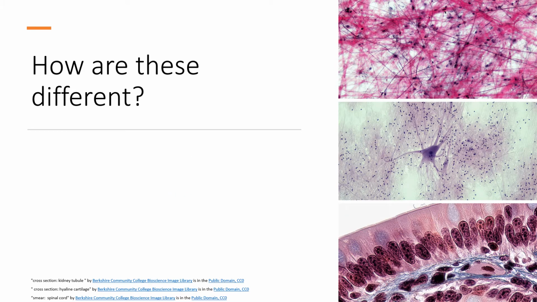Now let's compare epithelial tissues to a couple of other tissue types. At the bottom of your slide on the right, this is an epithelial tissue. You just saw it on the last slide. In the middle is nervous tissue, and at the top is an example of a connective tissue. Pause this video, make a list of the differences between the epithelial tissue at the bottom and the other tissue types at the top of the slide. Then we'll compare.